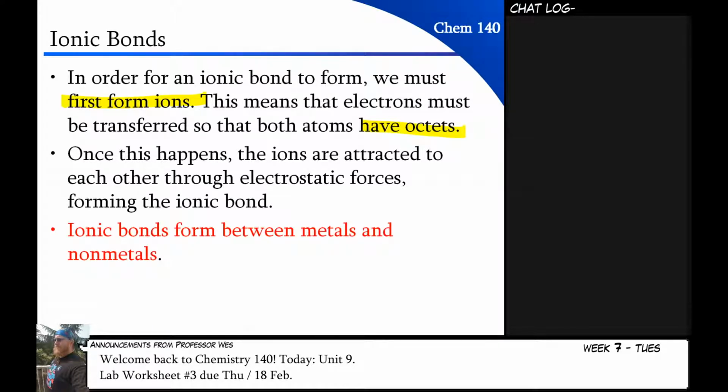Whenever we do an ionic bond, we're going to invoke a metal and a non-metal. Can't do 2 non-metals, you can't do 2 metals. We have to have one of each, because one side will be the positive and the other side will be the negative.